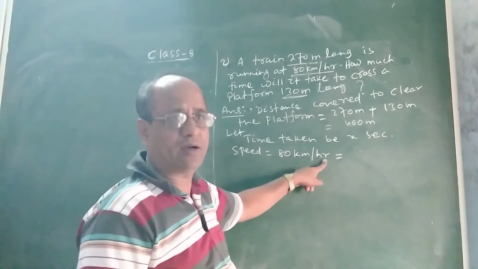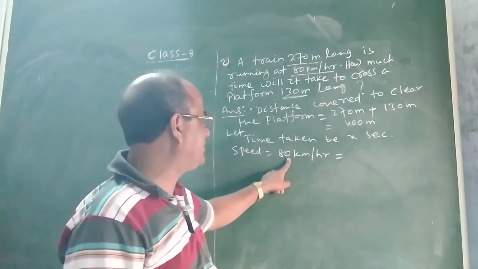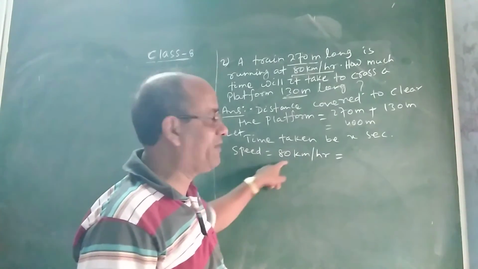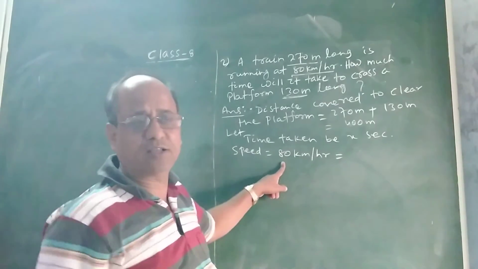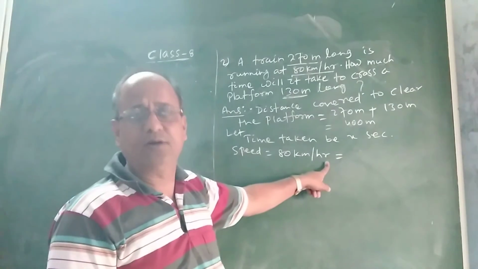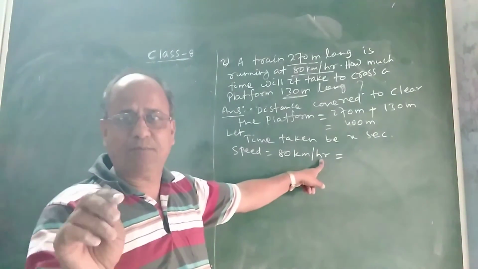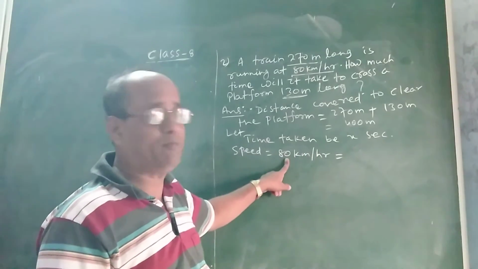You convert 1 hour into seconds. 1 hour is equal to 3600 seconds. That means you may multiply by 1000 and divide by 3600, or use the simple rule which I told you in the last class. To convert kilometer per hour into meter per second, what we will do? We will multiply this quantity by 5 by 18.